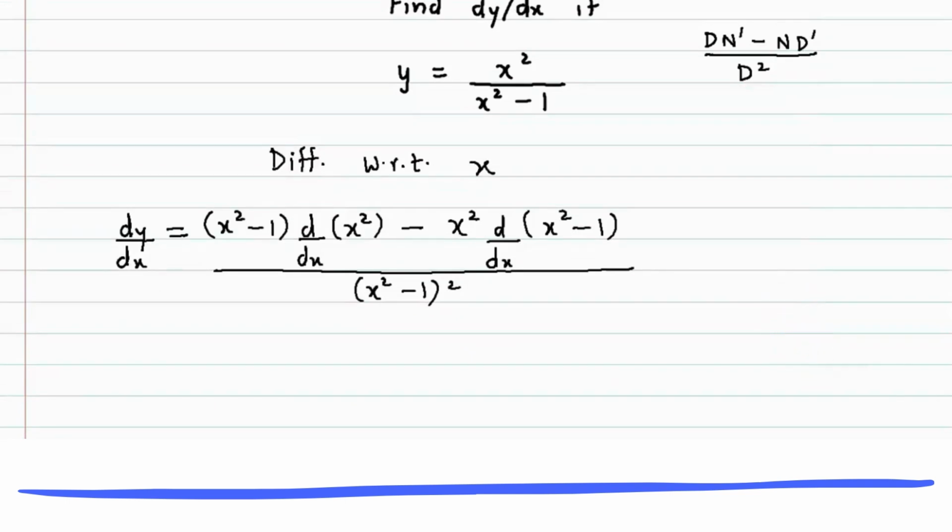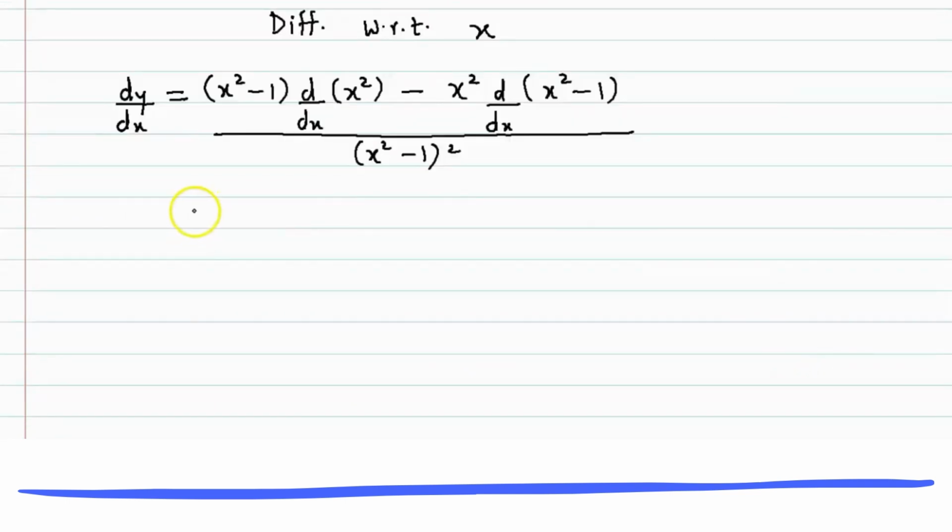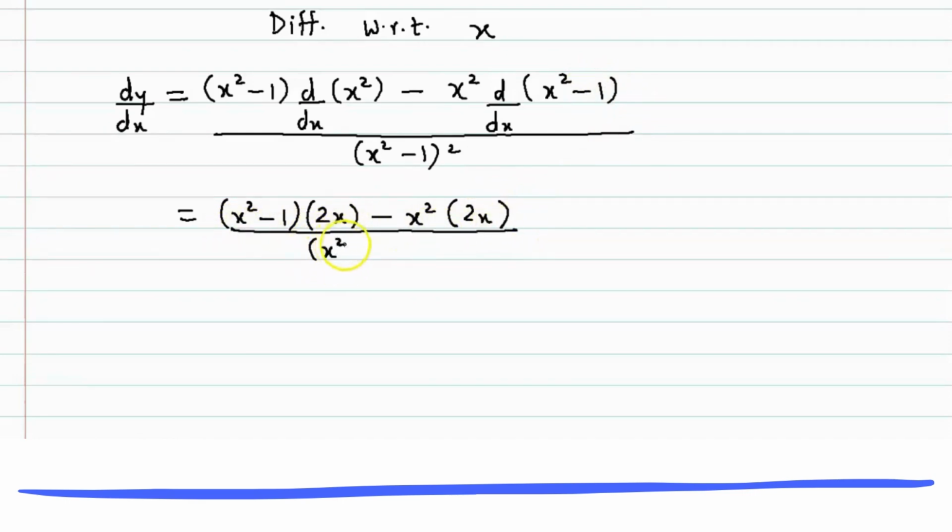Now simplifying this further, we have x square minus 1 into derivative of x square, derivative of x square is 2x, minus this x square remains as it is, into, now here we apply the subtraction rule, so derivative of x square is 2x and derivative of 1 is a constant, so its derivative will be 0. So we just close the bracket here, divided by x square minus 1 the whole square.